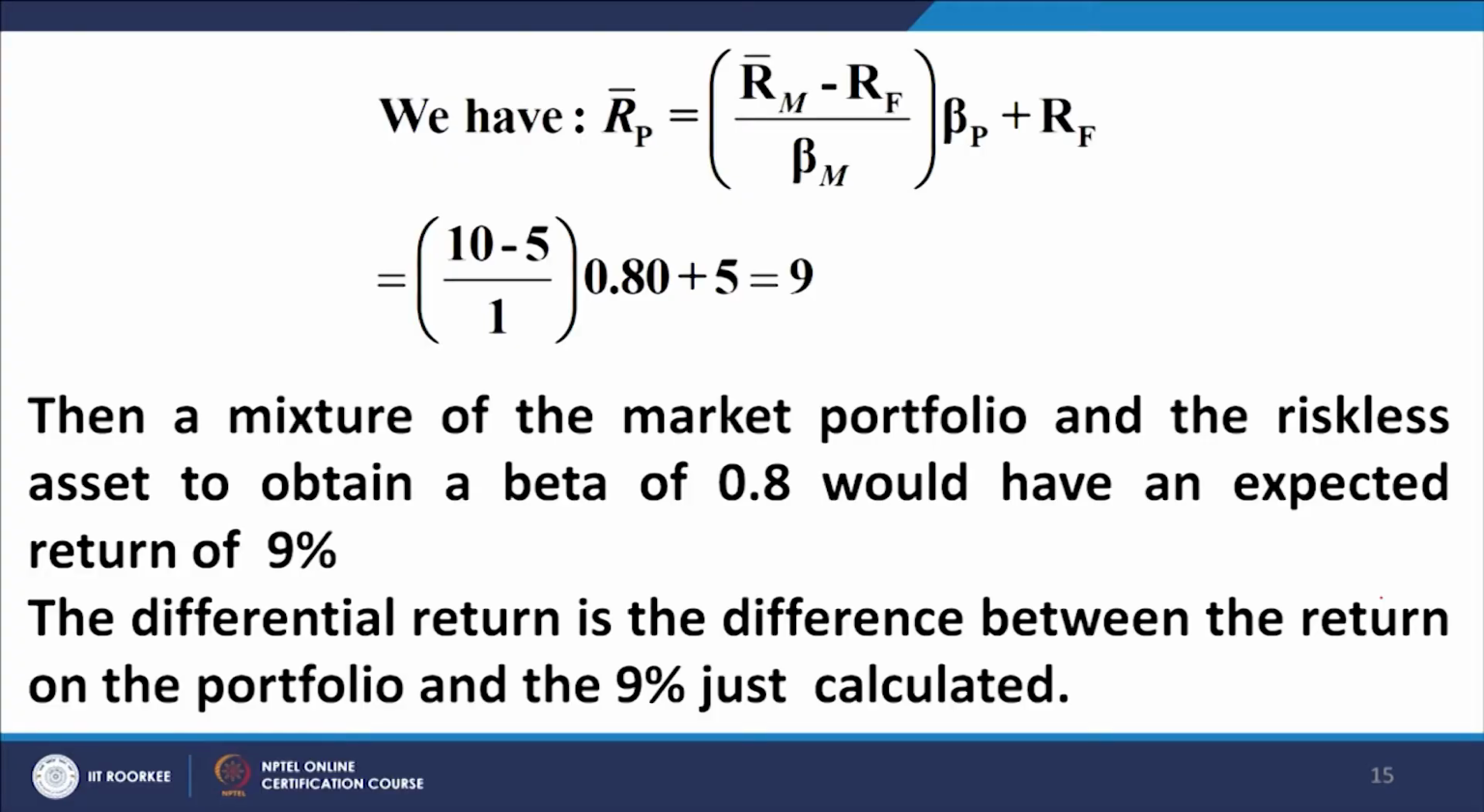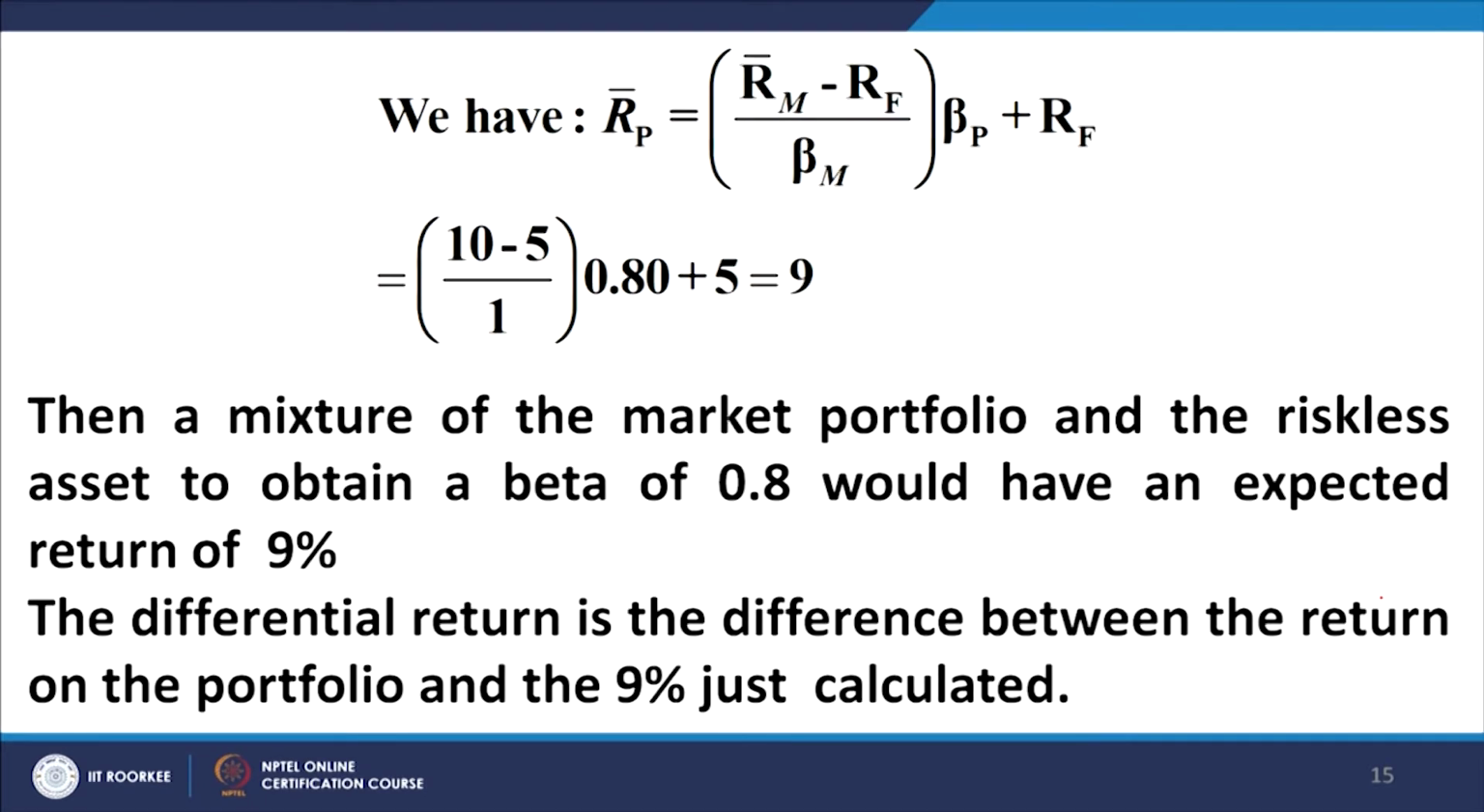the return on the given portfolio Q, which has the same beta as the given portfolio and lies on this line F M. Then R P minus R Q is the differential return. So, the working is given here. The equation of the line that I was talking about is R P equals (R M minus R F) upon beta M into beta P, plus R F.